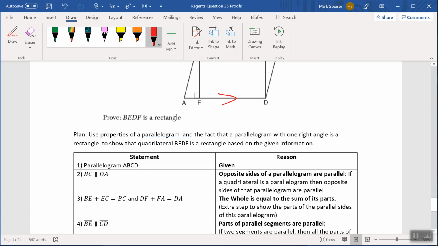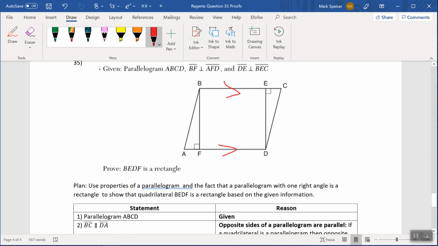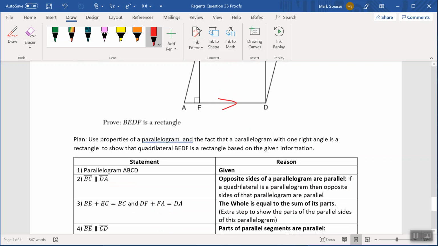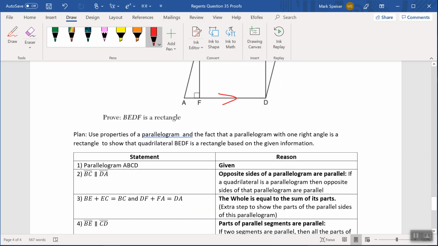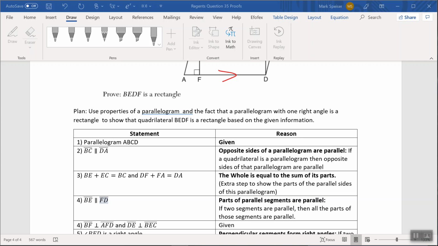It's an extra step to show the parts of the parallel sides as parallel. This is actually not a needed step, but it's a good step to show you know the parts, because we're about to show that parts of segments are parallel. By stating that we know the parts, BE is part of BC, and FD, hold on a second. See, I even made a mistake without showing the parts. So, FD is part of AD. So, since parts of parallel segments are parallel, BE is parallel to FD. So, two segments are parallel, and all parts of those segments are parallel.